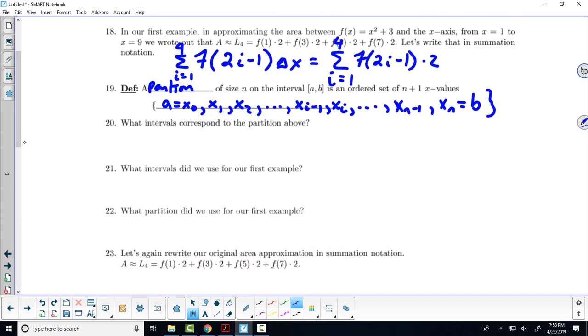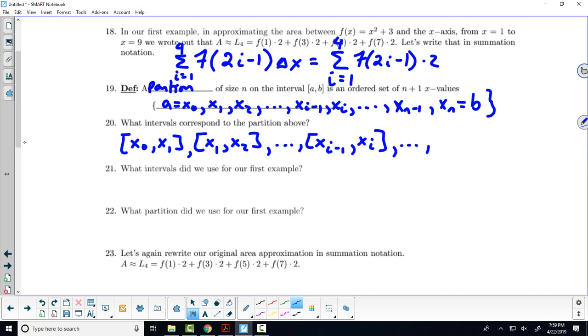All right, so let's answer these questions. What intervals correspond to the partition above? This would be the interval from x naught to x1, and then the interval from x1 to x2, and then dot, dot, dot, then the interval from xi minus 1 to xi, dot, dot, dot, and then the interval from xn minus 1 to xn, which you could also label as b. I'm not going to be consistent. Sometimes I'll put b, sometimes I'll put xn. Any questions about that?